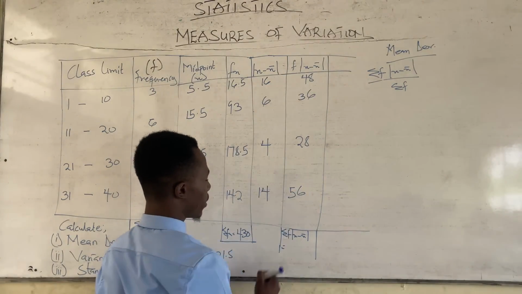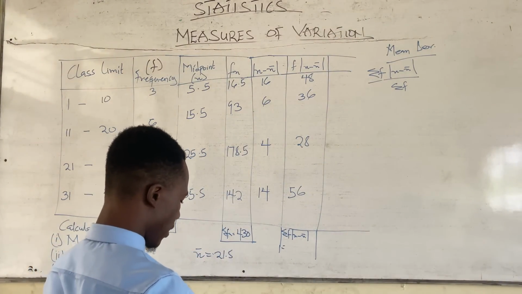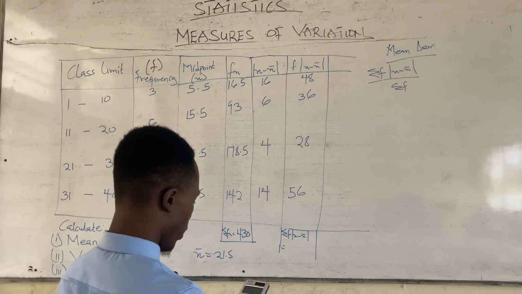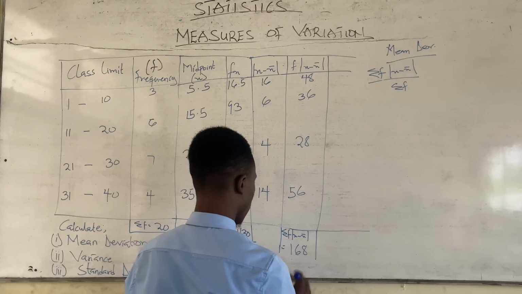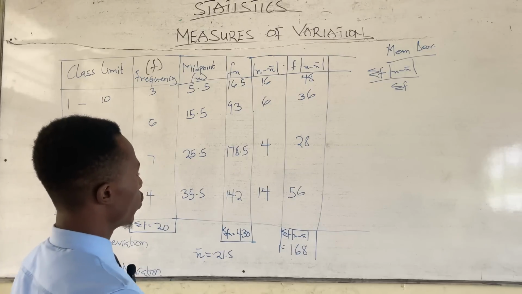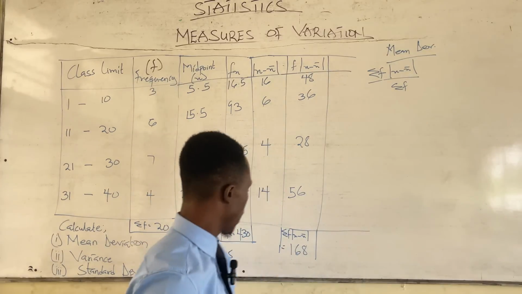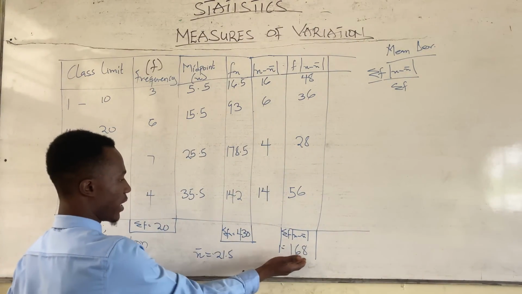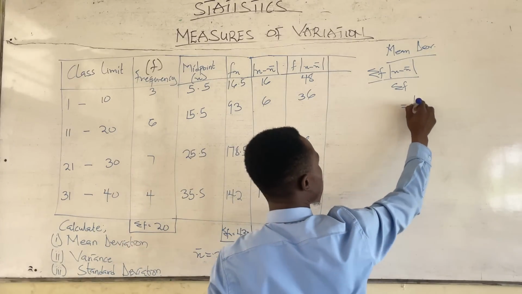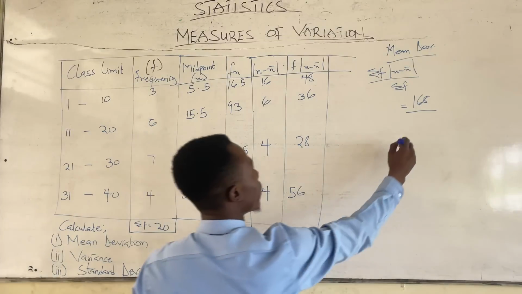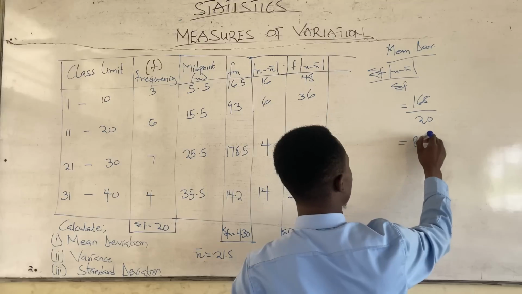That is what you see up there. So we sum this: 48 plus 36 plus 28 plus 56, that is 168. So we have the top here as 168. What do we do next? We need summation f, which is already here, so we divide this by this. Our mean deviation is equal to 168 divided by 20, so our mean deviation is 8.4.